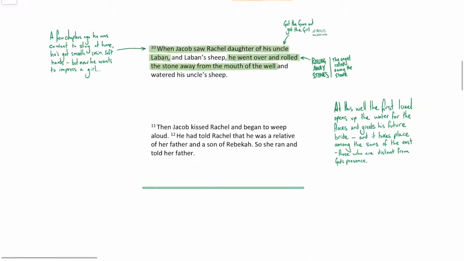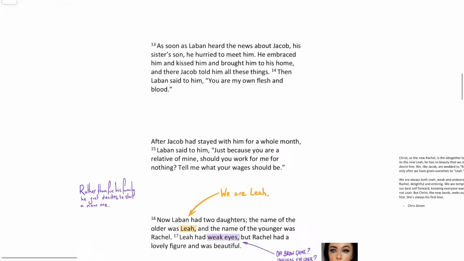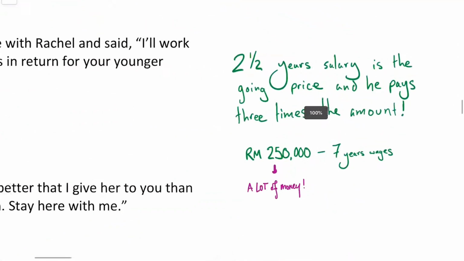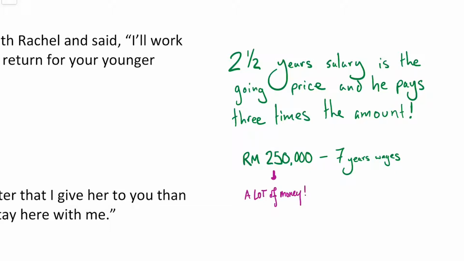He pays a lot. The equivalent in Malaysian ringgit would have been about 250,000 ringgit is what he pays. So it's 2.5 years salary, but he pays 7 years salary. That's crazy. Which is just quite a lot, really. Yeah. She was beautiful, but I don't know if she's worth that.